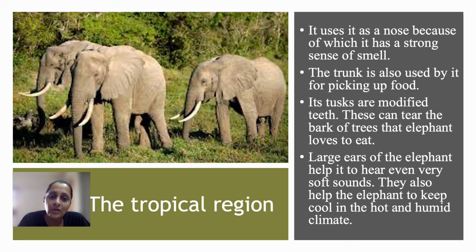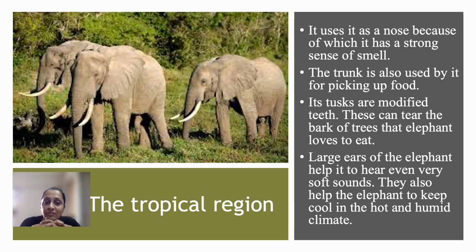Apart from the trunk, it also has tusks. Now tusks are the long teeth that you see. They are modified teeth, and they can tear the bark of trees that the elephant loves to eat. So the elephant is again a herbivore, so it will only eat leaves and bark and fruits. So for that, it needs to tear the tree. It needs to bring the tree down so that it can eat the leaves.